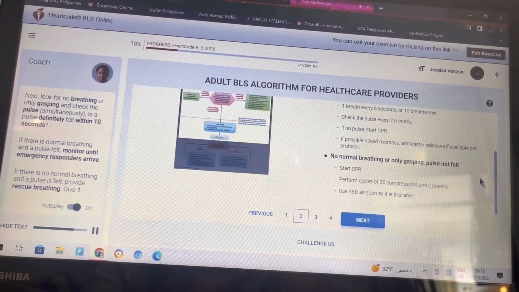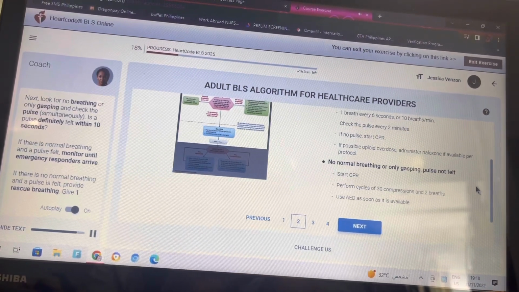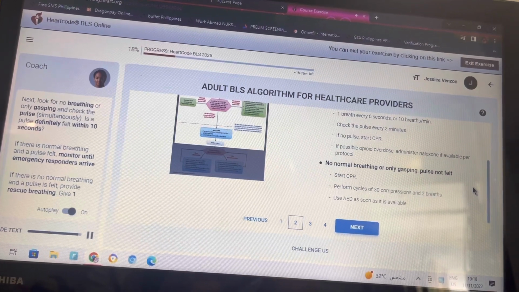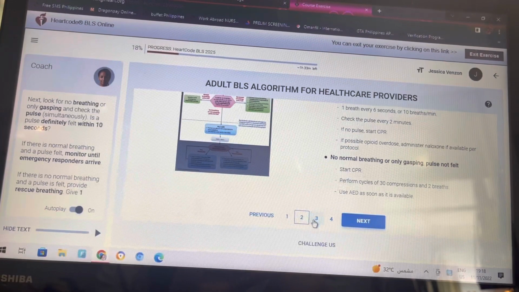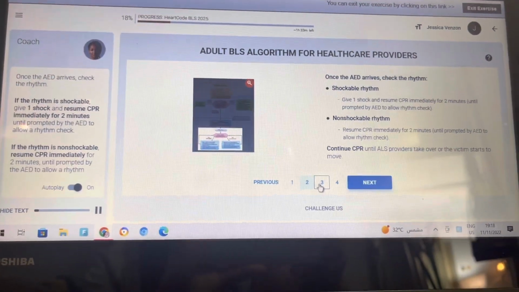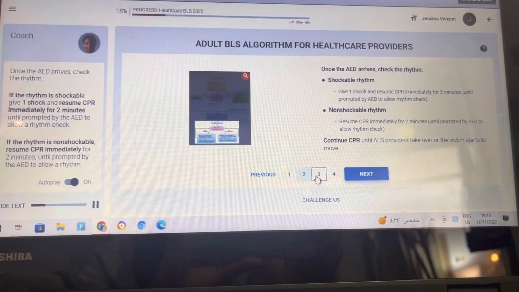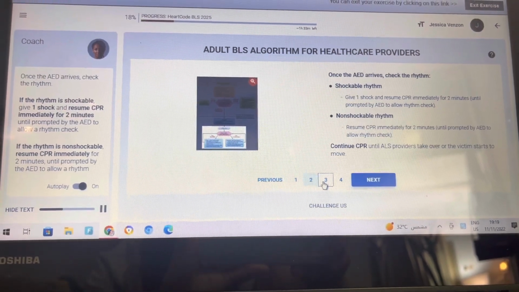If there is no normal breathing or only gasping and a pulse is not felt, start CPR. Perform cycles of 30 compressions and 2 breaths and use the AED as soon as it is available. Once the AED arrives, check the rhythm. If the rhythm is shockable, give 1 shock and resume CPR immediately for 2 minutes until prompted by the AED to allow a rhythm check.